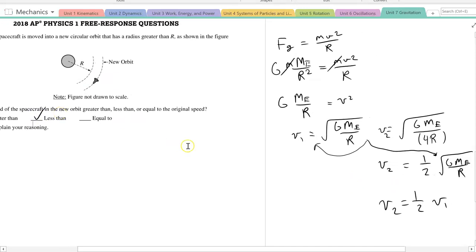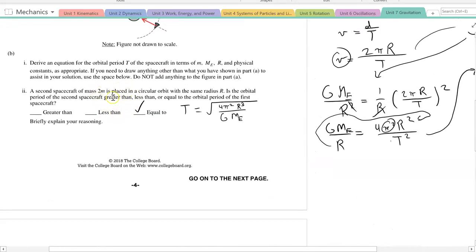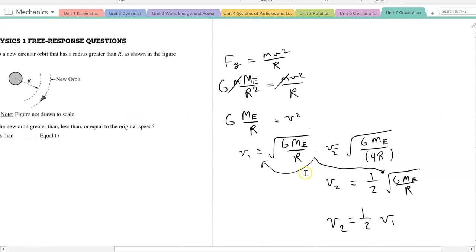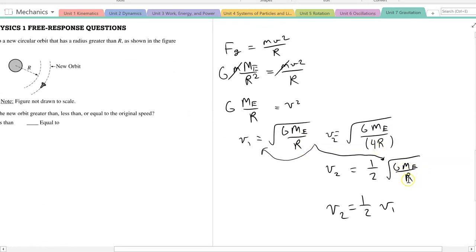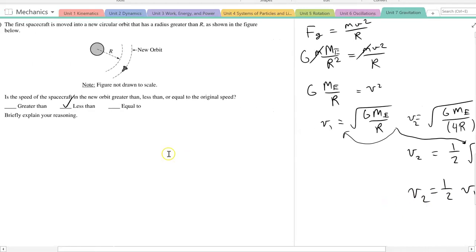And I just chose this number 4 conveniently, just to show you that this is how you actually do problems like this if you had a mass appear. You want to substitute that in, try to get a form of the original case, and then you can substitute the original case here and see how they're related. So in this case, the second case has half the speed of case 1, meaning that it is less than.